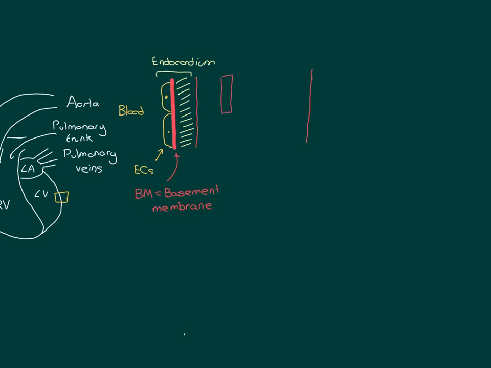So here is a cardiac muscle cell. Here's another cardiac muscle cell. Let's have another one here, etc. And you can make a little brick pattern if you like. So these are the cardiac muscle cells. So I'll just label them up.